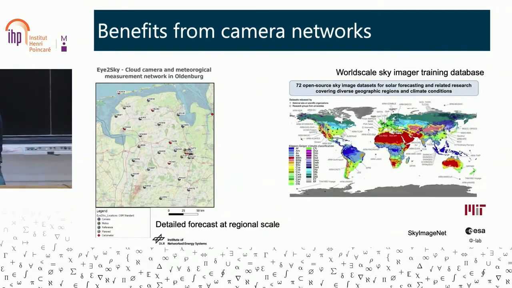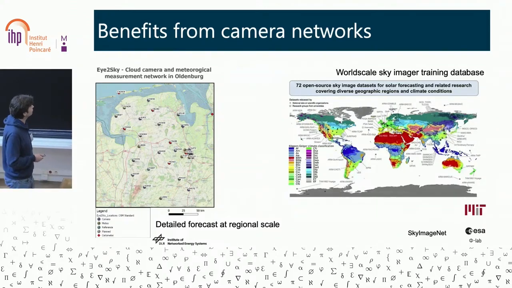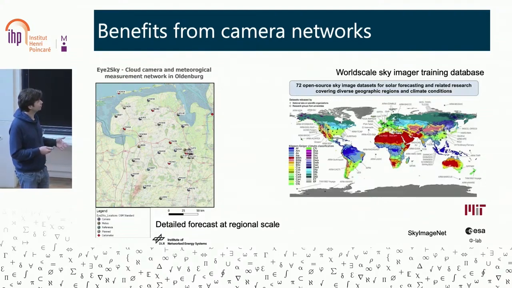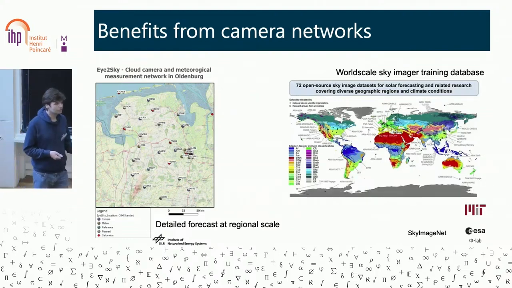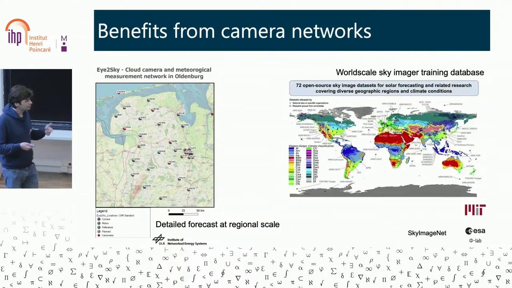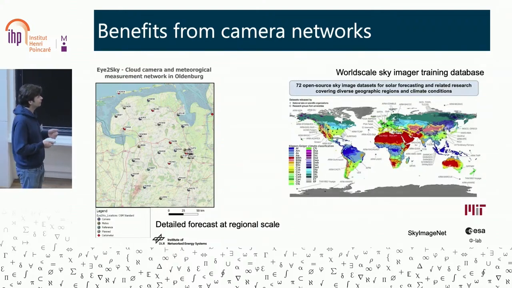And another project, which is led by Paletta, is to make a survey of open source sky image datasets in order to train deep learning algorithms. Because there is research that says that if you take a sky imager, for example, in Australia, and you want to train an algorithm applied in California, you can have some benefits. It's not totally stupid to do that.